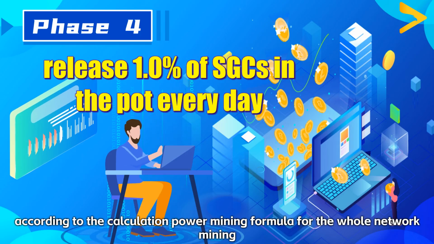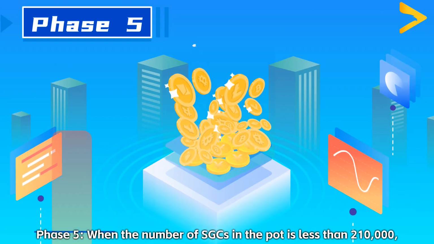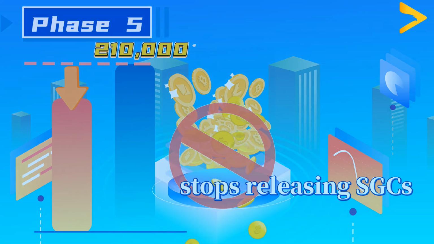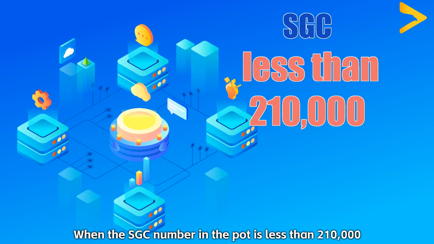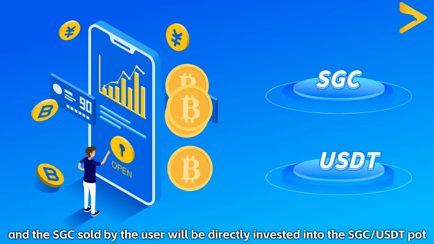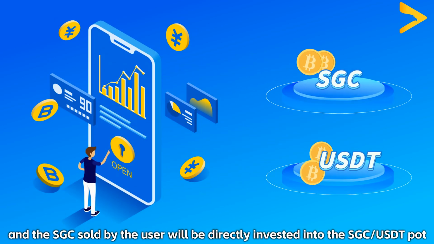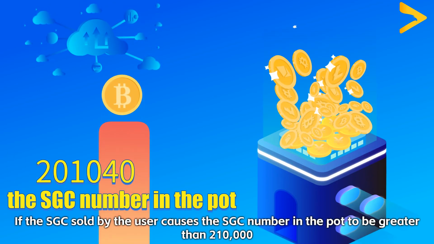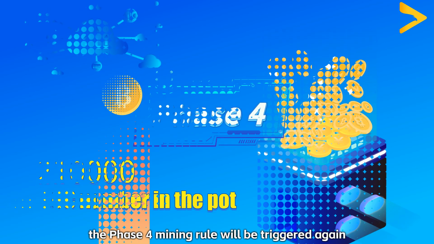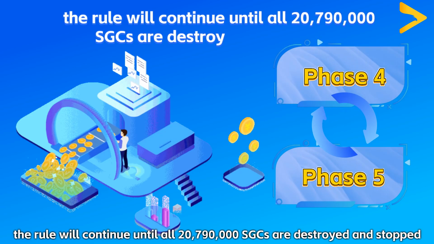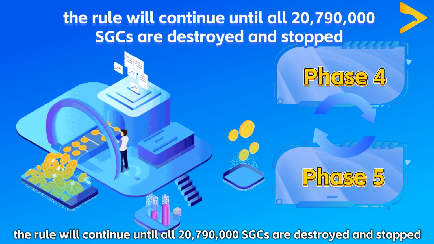Phase 5, when the number of SGCs in the pot is less than 210,000. The pot stops releasing SGCs. When the SGC number in the pot is less than 210,000, the pot stops releasing SGC, and the SGC sold by the user will be directly invested into the SGC UST pot. If the SGC sold by the user causes the SGC number in the pot to be greater than 210,000, the Phase 4 mining rule will be triggered again. Please note, when Phase 4 and Phase 5 alternately appear, the rule will continue until all 20,790,000 SGCs are destroyed and stopped.